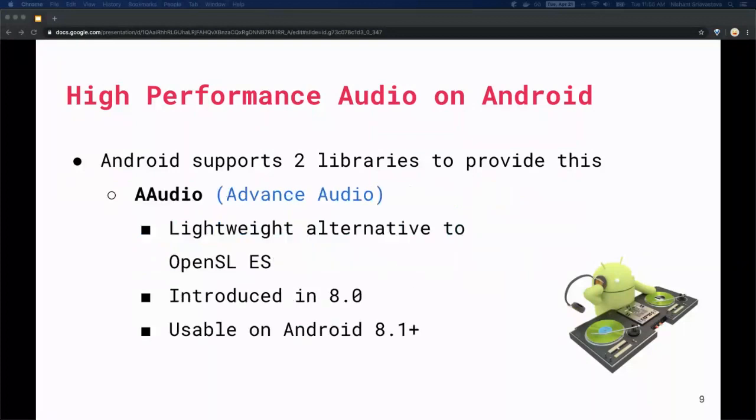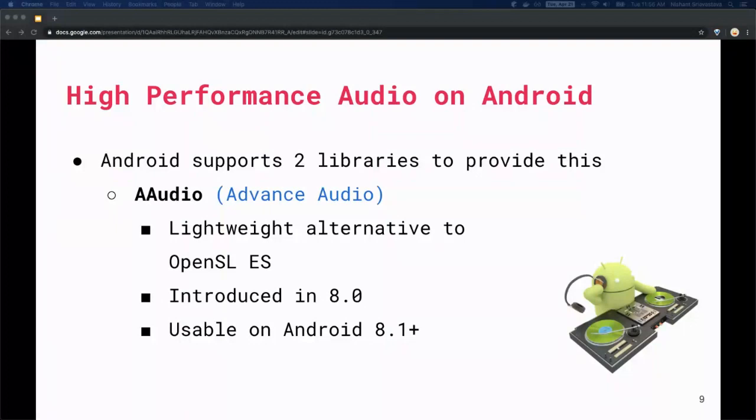The other option that you have is called AAudio, which I wouldn't say has a full form, but I like to call it advanced audio. It's basically a lightweight alternative to OpenSL ES. It was introduced in 8.0, or API 26, but it actually became usable on Android 8.1 onwards. That is API 27 onwards. And we'll talk about why that is the case in the next few slides.